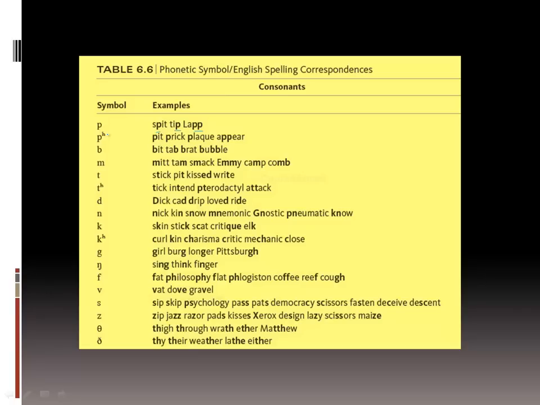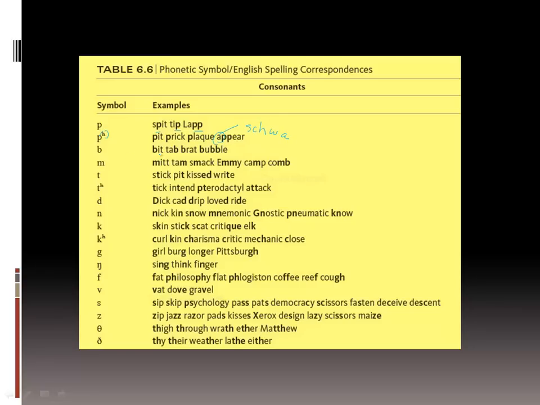And for P, the diacritic h means extra aspiration, and the stop sounds become extra aspirated at the beginning of a syllable, like pit. And once again, the tissue test: you hold up a thin tissue and it needs to blow. Pit, prick, plague, appear, like that at the beginning of a syllable. It becomes extra aspirated. Appear, you almost cannot hear it. So what's that sound? Schwa.